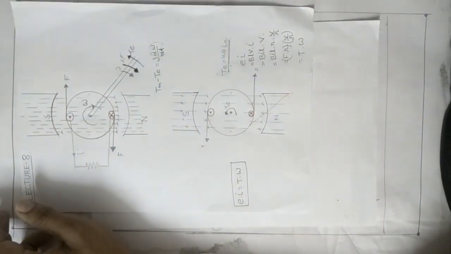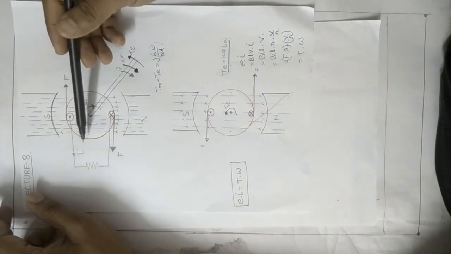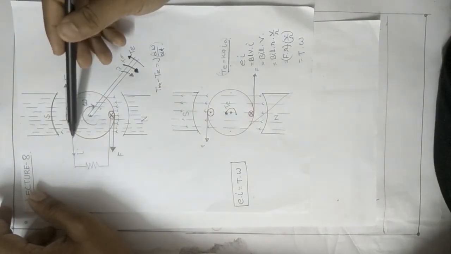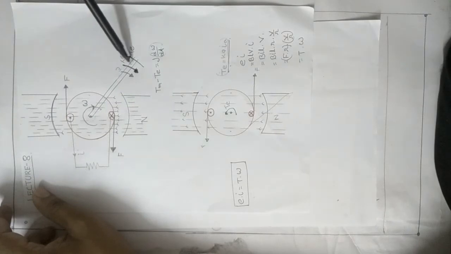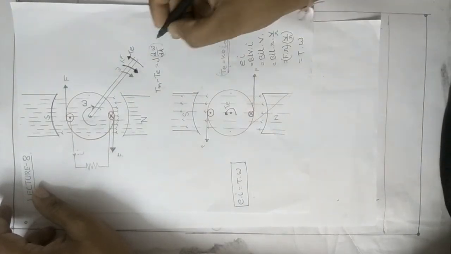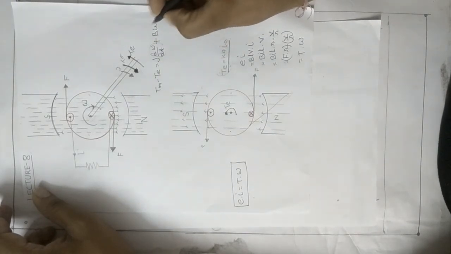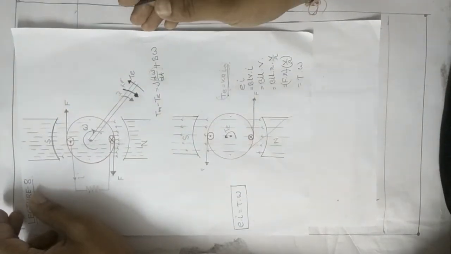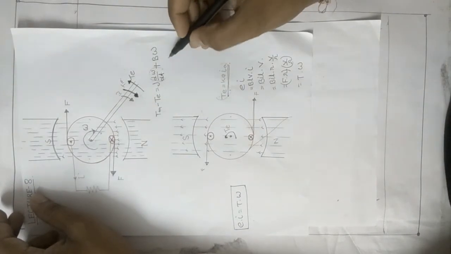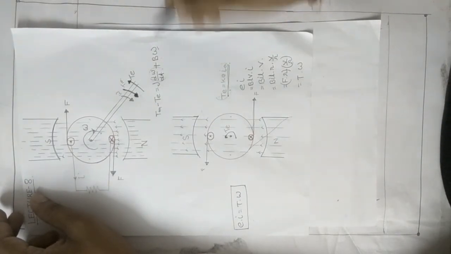So when you increase the load on the machine in a generator, load means when you increase the current in this, the mechanical torque has to increase. Now here we can write B into omega. What is B and what is omega? B is my frictional coefficient and omega is the speed.